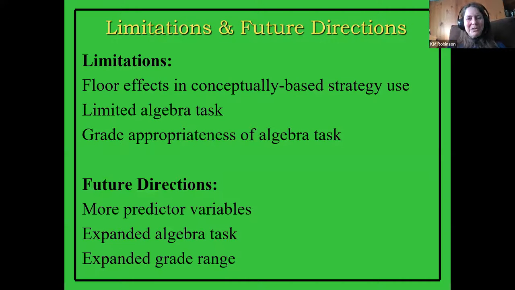In terms of future directions, we need some more predictor variables to try to account for more of the variability. This study actually also included several executive function tasks, so we are going to be exploring how those predict algebra performance as well. And we're going to expand that algebra task. And I think we need to expand our grade range as well. And we're currently doing that in a study that we're working on.